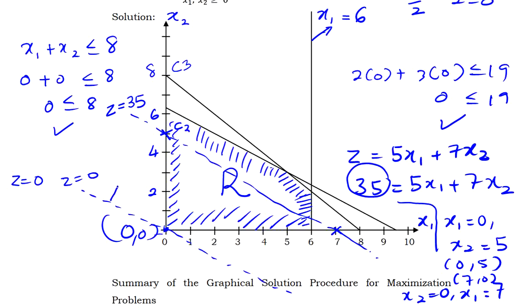So maximize towards this direction. So z value will be getting bigger and bigger to this direction. So this is the end point in the feasible region. If you use a ruler, then move the ruler, you will see that this is the optimal point. So optimal point.